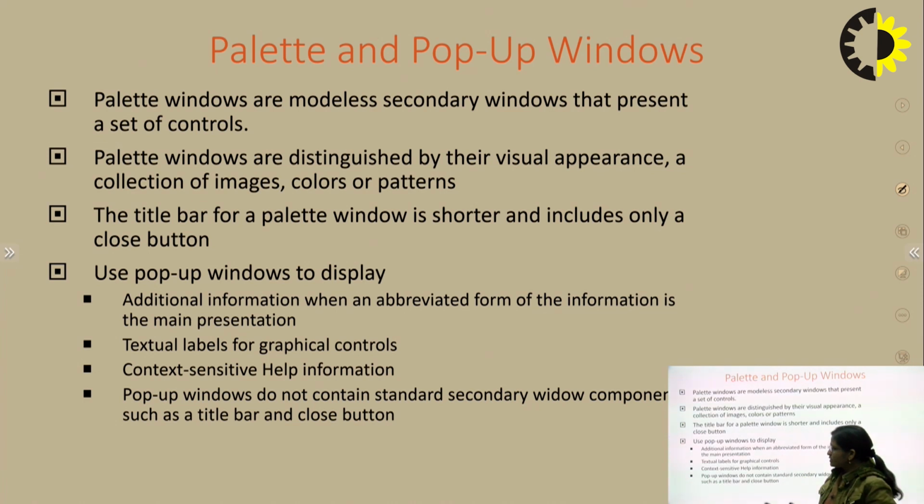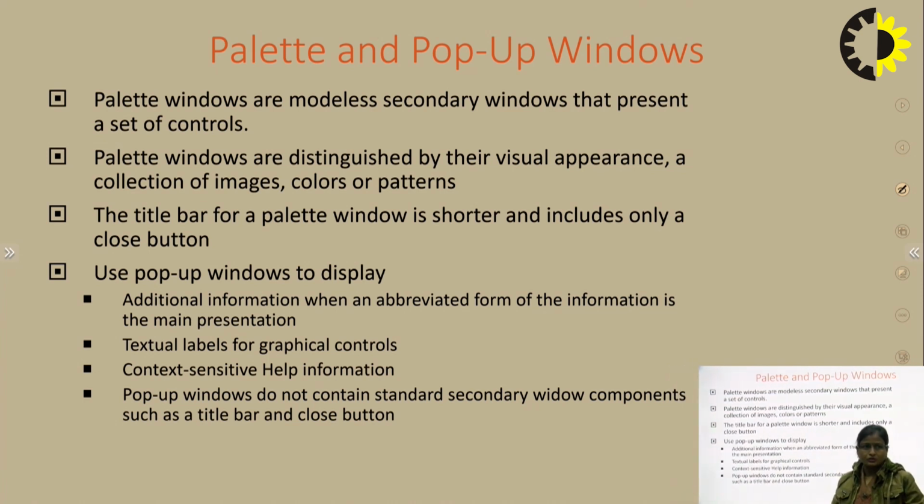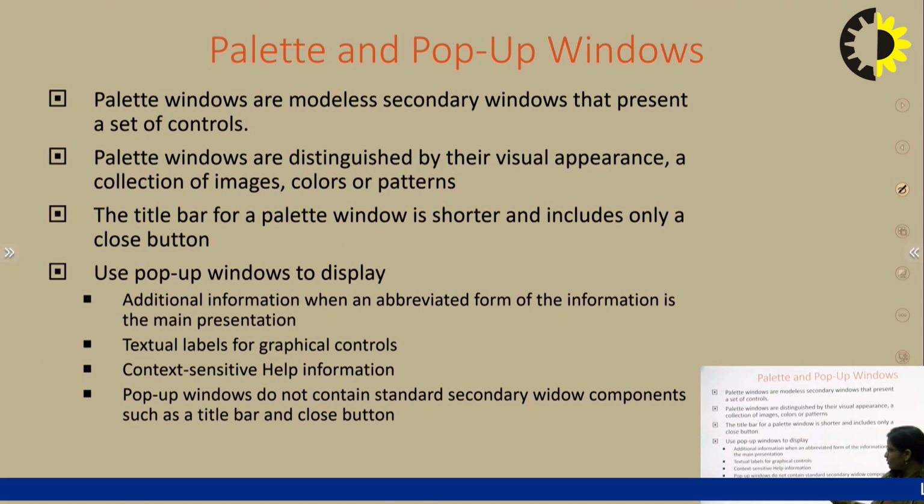A pop-up window displays our additional information, such as a textual label for a graphical control or context-sensitive help information. Pop-up windows do not contain standard secondary window components such as a title bar and close button. It only shows the pop-up window. Okay.